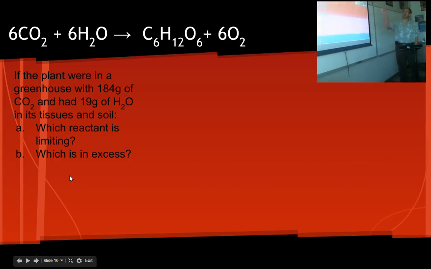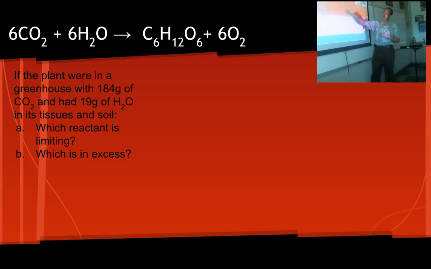So back to our photosynthesis reaction here. If the plant were in a greenhouse, so it's enclosed, it's airtight, with 184 grams of carbon dioxide, you went out and weighed all the carbon dioxide in the greenhouse because you have no life, okay? And so 184 grams of carbon dioxide, and it had 19 grams of water in its tissues and in the soil. Which reactant is limiting and which reactant is in excess?